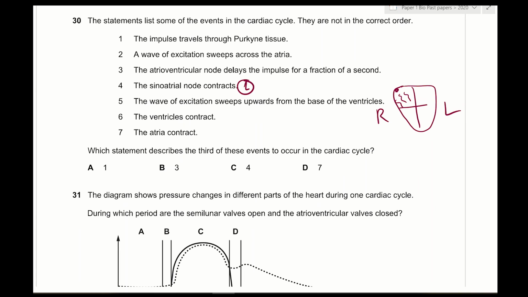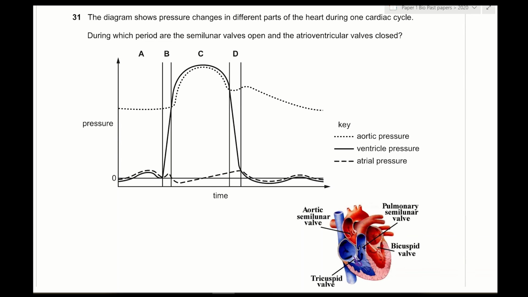Now, what happens is that the wave of excitation spreads across the atrium. Therefore, this is the second option that we have here. And then what happens after the spread? The atria contract. Therefore, the third to occur in these events of the cardiac cycle is going to be D, which is 7.